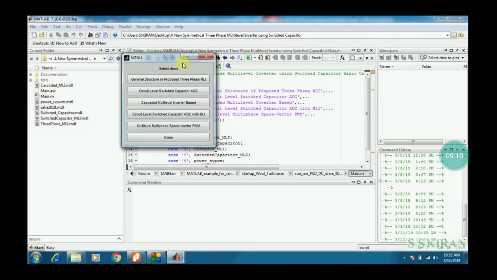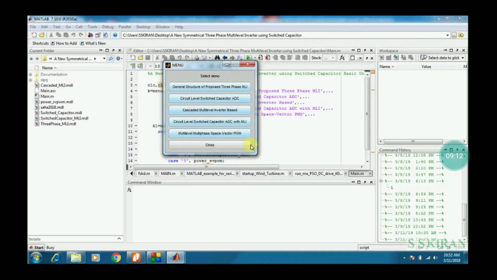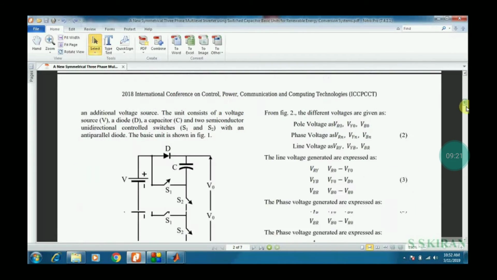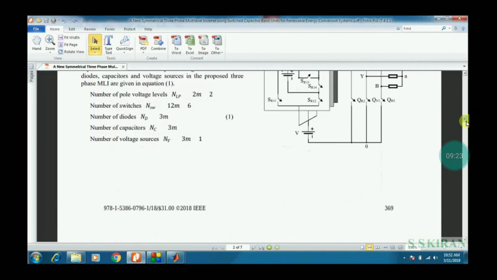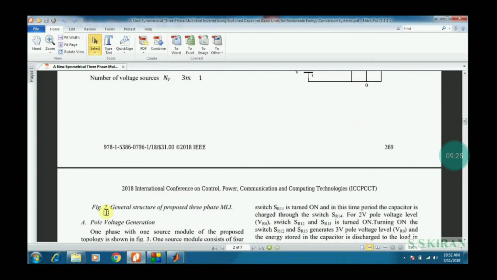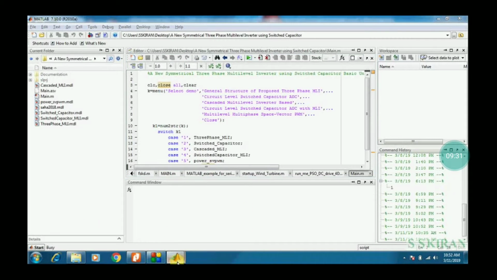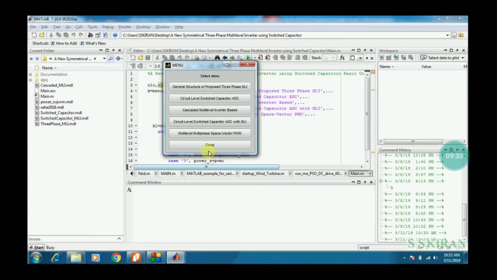There is a demo. This is a GUI, graphical user interface, right? In this base paper you have already discussed the general structure of the proposed three-phase MLI, that is called a multi-level inverter. Whatever you have observed in figure 2, the same I have designed in this Simulink MATLAB. Just click here, click on that tab button, right? Okay, see how it opens.